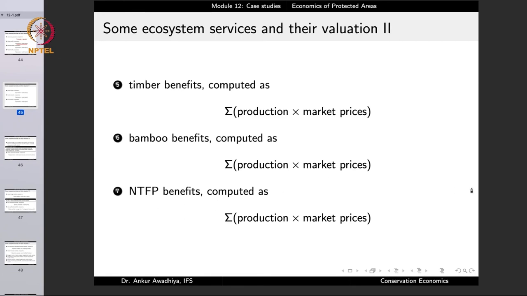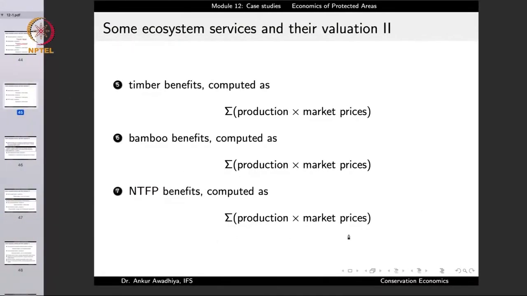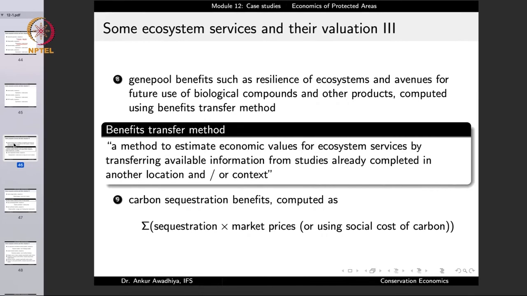Non-timber forest produce, now this includes things such as honey, lac, medicinal plants and so on. So in the case of non-timber forest produce, you also have a market for honey, you have a market for lac, you have a market for the medicinal plants that you get out of the forest. So here again, we can do production into market prices, the sum of all the NTFPs that you are getting in this area. Gene pool benefits, such as the resilience of ecosystems and avenues for future use of biological compounds or other products, computed using benefit transfer method.